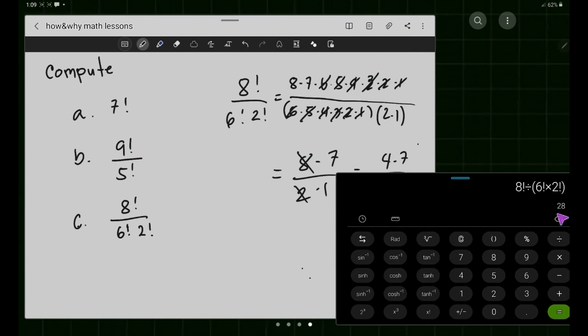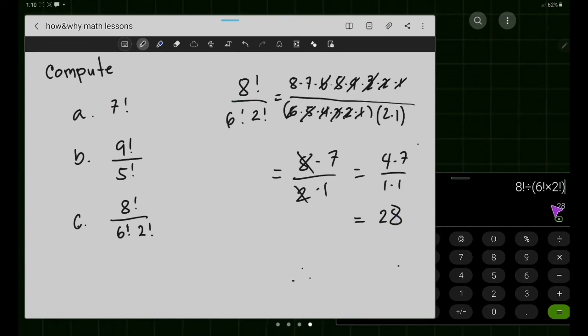Okay, so 28 yung sagot natin. Dapat may grouping siya sa calculator para tama yung sagot, kasi ito yung divisor, one group sila. Yung sagot natin is 28. So ito, tama.